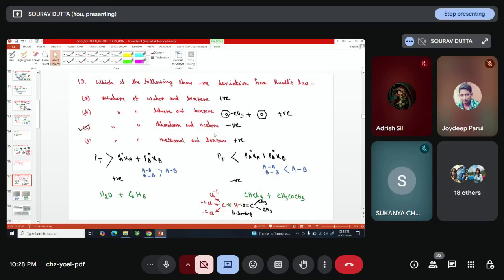Okay. So at first I am talking about positive deviation. You know total vapor pressure equals PA naught XA plus PB naught XB. But if your experimentally calculated total vapor pressure is greater than your theoretically calculated total vapor pressure from Raoult's law, then the solution will show positive deviation from the Raoult's law.